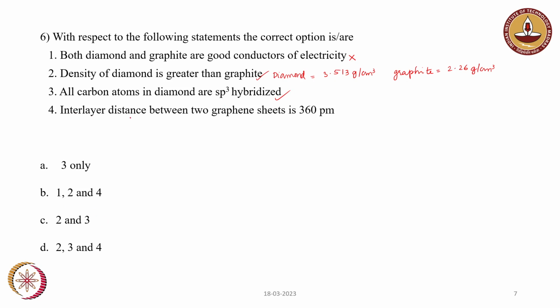And last statement is interlayer distance between two graphene sheets is 360 picometer. So this statement is wrong. The interlayer distance between two graphene sheets is 335 picometer. So this statement is wrong. So the correct option is statement 2 and 3 are the correct ones.